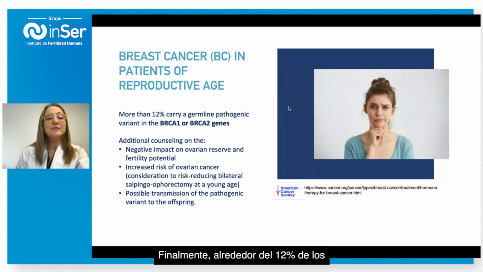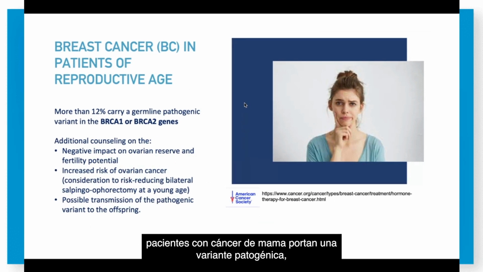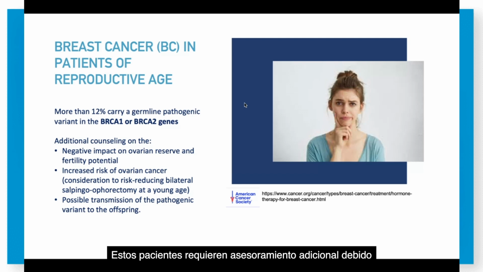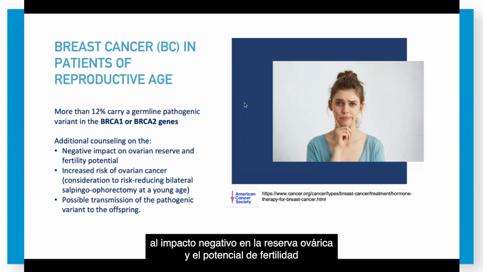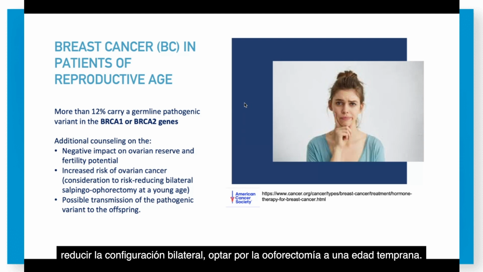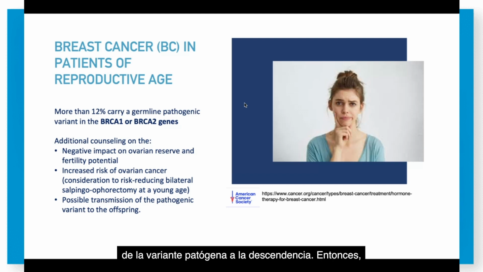Finally, about 12% of young breast cancer patients carry a germline pathogenic variant called BRCA1 or BRCA2. These patients require additional counseling due to the negative impact on ovarian reserve and fertility potential, increased risk of ovarian cancer, and even having sometimes to consider risk-reducing bilateral salpingo-oophorectomy at a young age. And finally, the possible transmission of the pathogenic variant to the offspring.